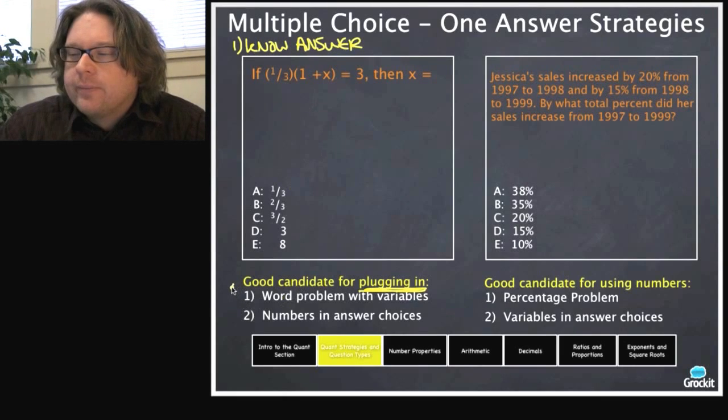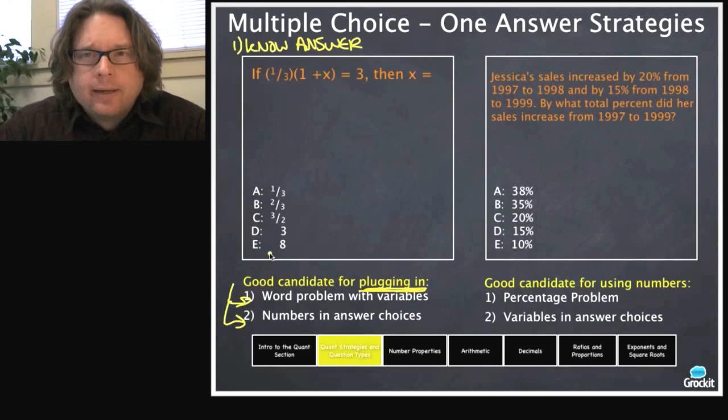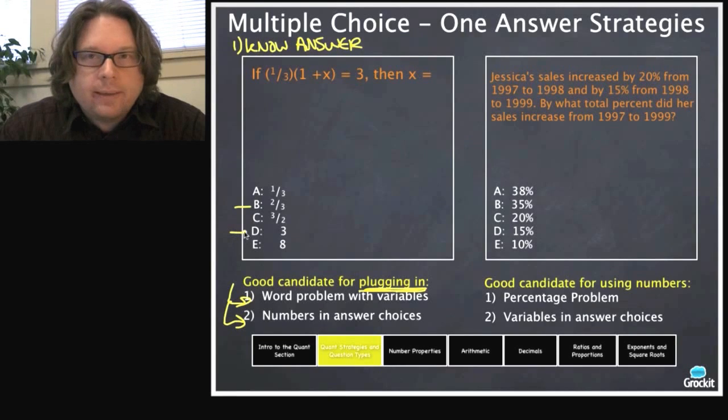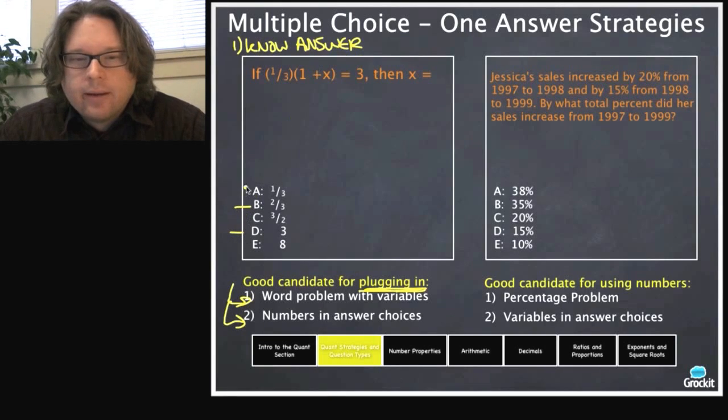If you have word problems with variables, and numbers in the answer choices in particular, that's a good candidate for plugging things back into the original problem. I'll show you how that works. We'll cover algebra in a couple sessions, but for plugging things in, we would just try an answer. We want to start with either B or D. I'll show you why. Let's start with answer choice B here.